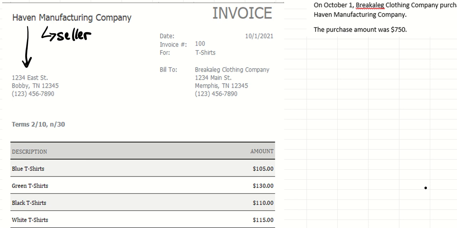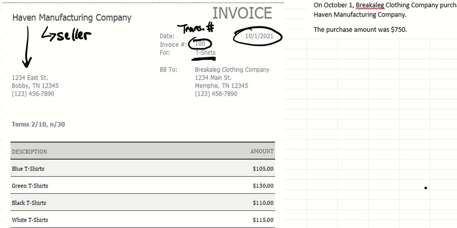And you see on here the date, October 1st, 2021. This is the transaction date. So this is the date that the transaction occurred between both parties. Then you have the invoice number of 100. This is the transaction number. Then you have what it's for. It's for t-shirts.